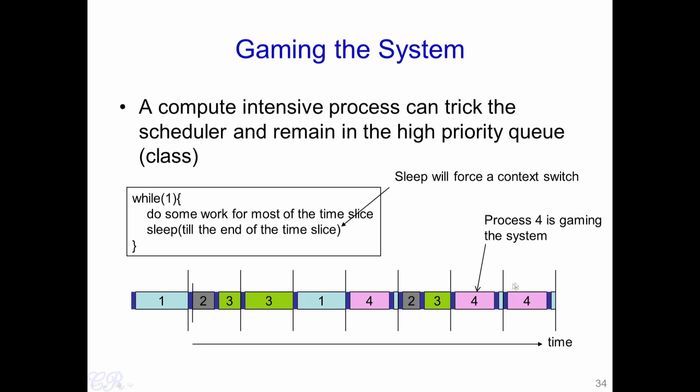At the end of the time slice, the scheduler is going to see that process 1 has completed the time slice. So, it is going to assume that process 1 is a CPU bound process and move process 1 to a lower priority class. On the other hand, process 4, which is blocked on a sleep, will remain in the high priority class. Thus, process 4 will be able to game the system. It will continue to execute from the high priority class, while another process such as process 1 will be moved on to a lower priority class.